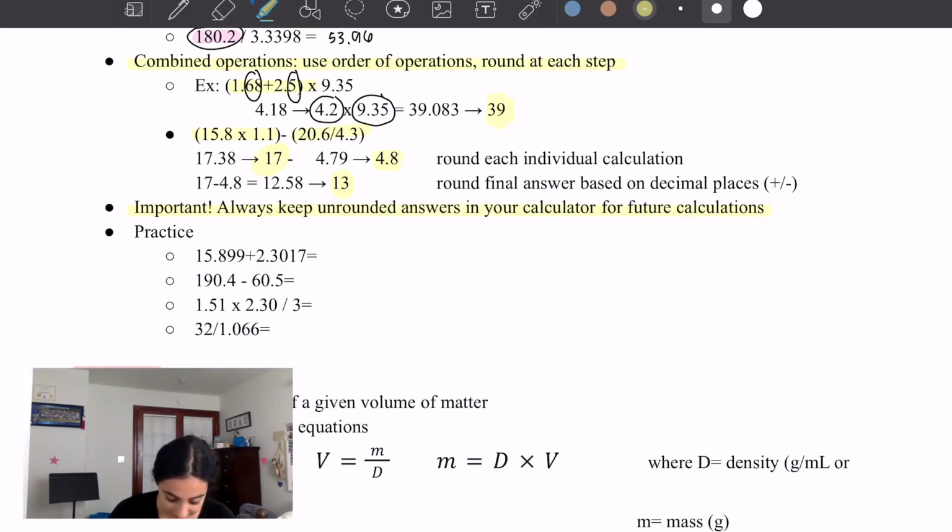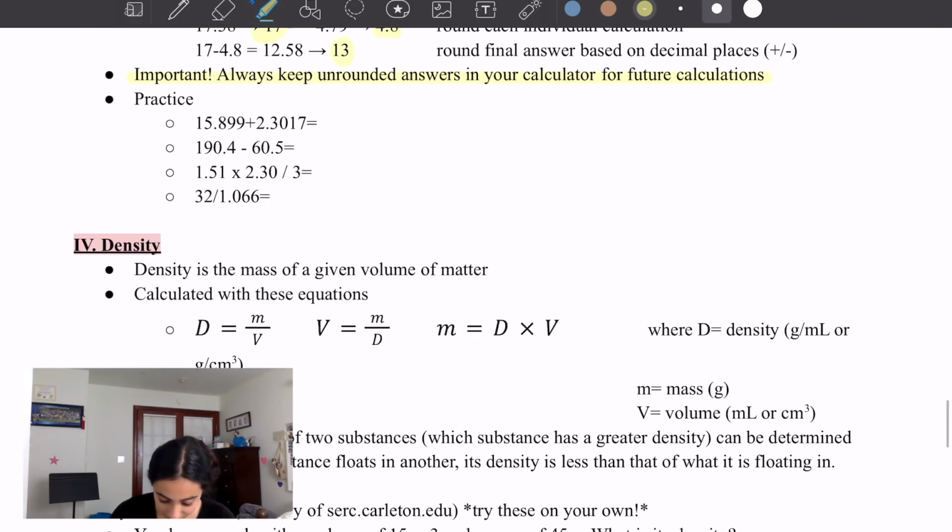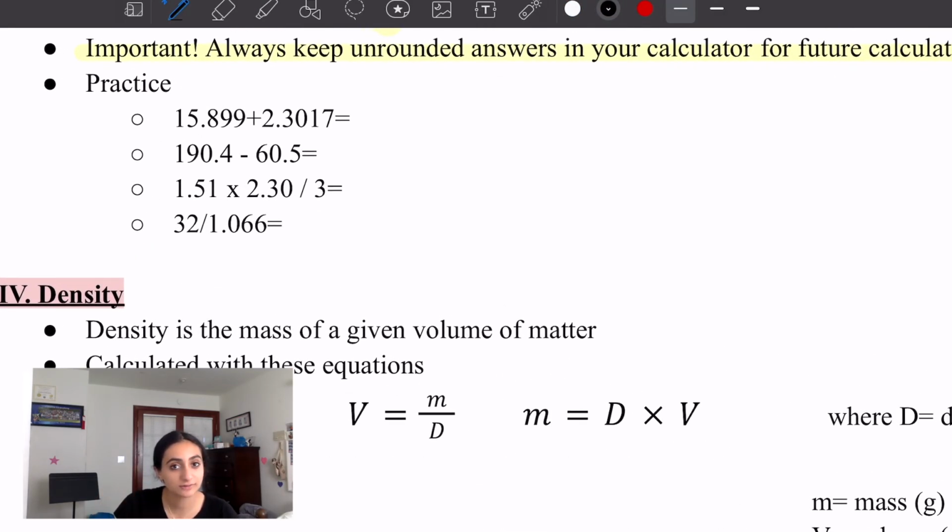So with these calculations, you always want to make sure you keep unrounded answers in your calculator for future calculations so that you are not actually rounding twice, but you're just writing your answer for each calculation in a rounded form. And I will show you how to do that with these examples. So I'm going to grab my calculator.